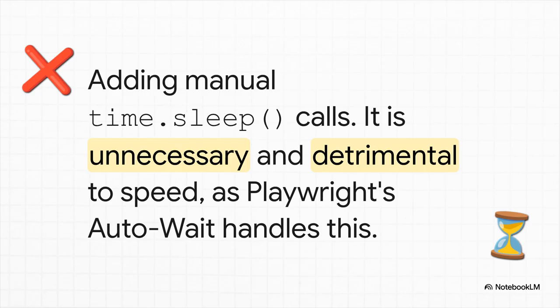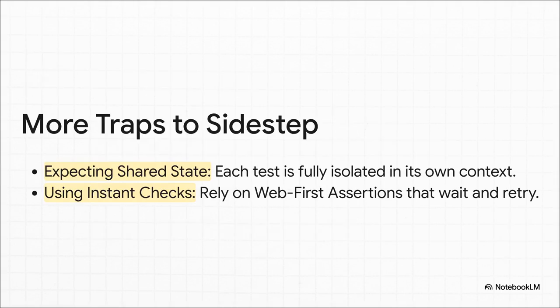Adding a sleep call is like telling our master chef to just stop and stare at the wall for 5 seconds. It's pointless, it slows everything down, and it makes your tests brittle. You have to trust the chef. Trust the auto-wait. And here are 2 other big ones. First, expecting things to be shared between tests. Remember the clean cooking station? It means every test starts completely fresh. If you log in test A, you are not logged in for test B. This is a feature, not a bug.